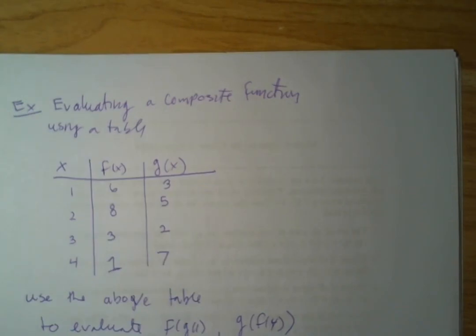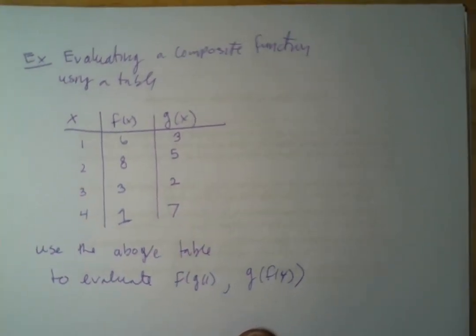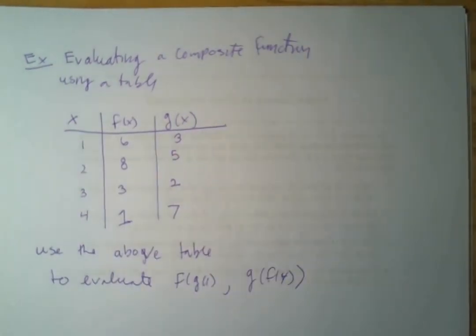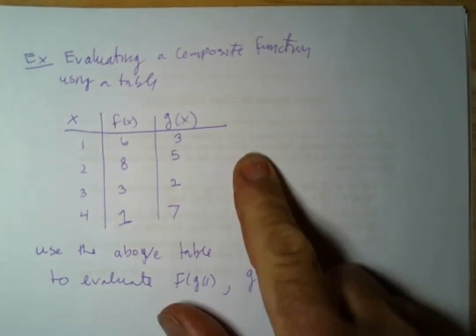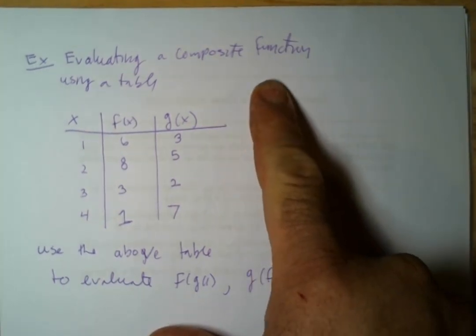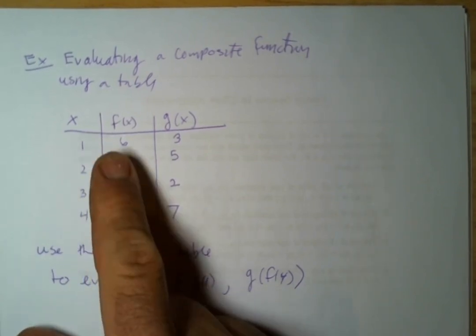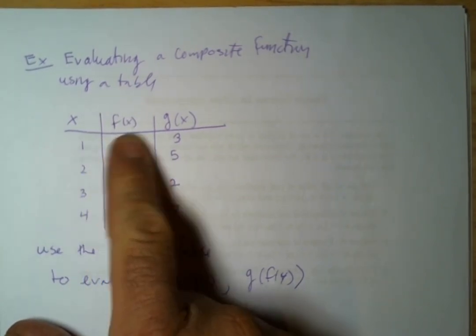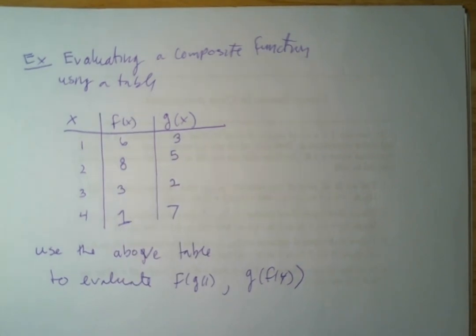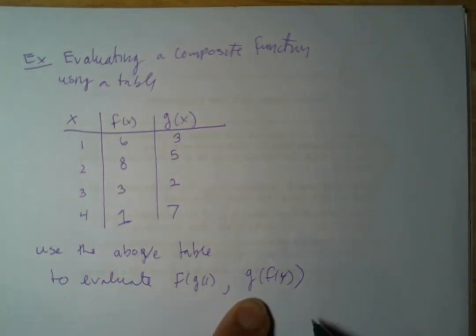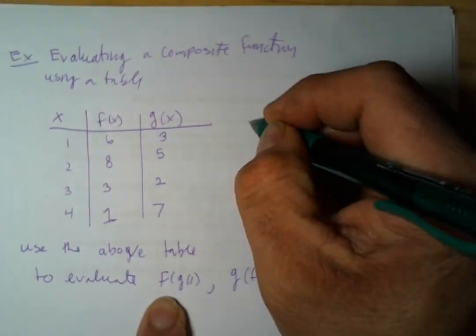Now let's do that. The first example we're going to take a look at is one that involves a table. So here we have this table, and here we ask evaluating a composite function using a table. So here we have a table of values. Here are input values and then the function values for f of x and g of x respectively. So I want to use this table to evaluate these two quantities, f of g of 1 and g of f of 4. All right, let's start with this one.